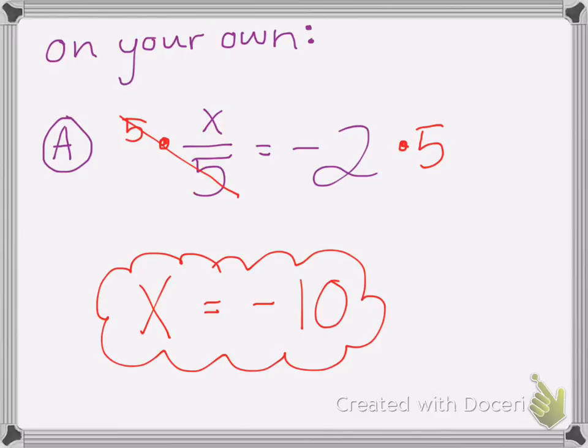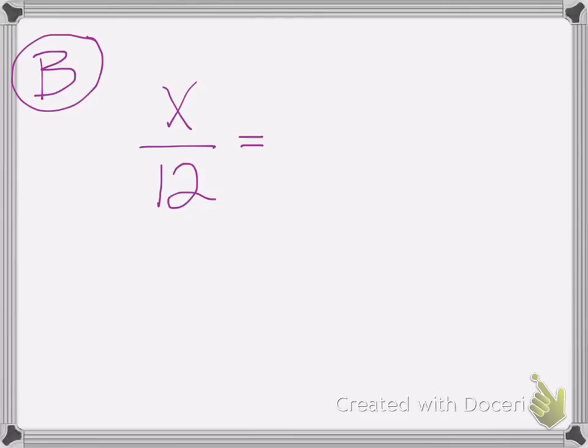Okay, let me see if you can do another. Are you ready? This one is B. Yikes, that is not a B. This is a B. Okay, go ahead and do x over 12 equals 48. Okay, pause it and get it done. Check back for your answer.